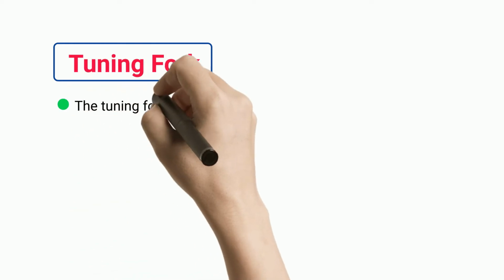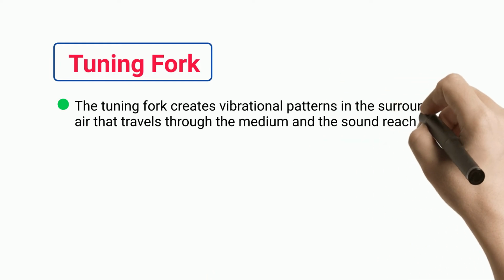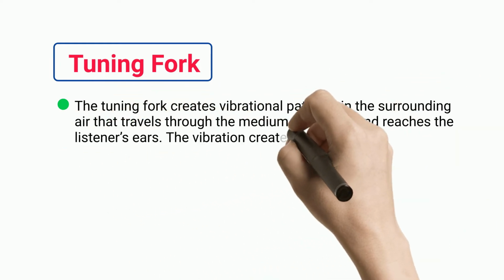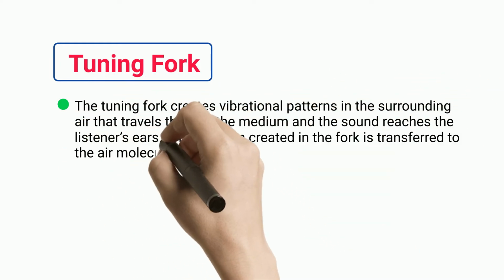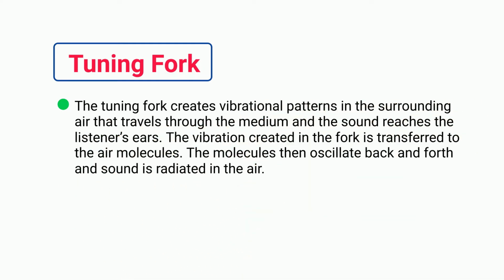Tuning fork. The tuning fork creates vibrational patterns in the surrounding air that travel through the medium and the sound reaches the listener's ears. The vibration created in the fork is transferred to the air molecules. The molecules then oscillate back and forth and sound is radiated in the air.